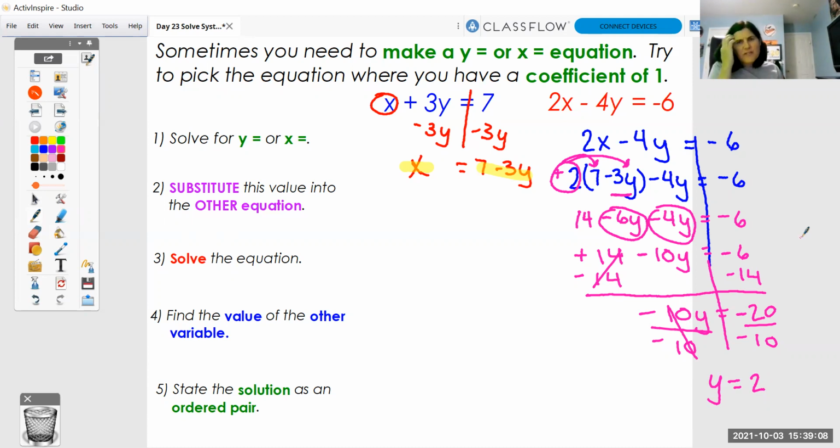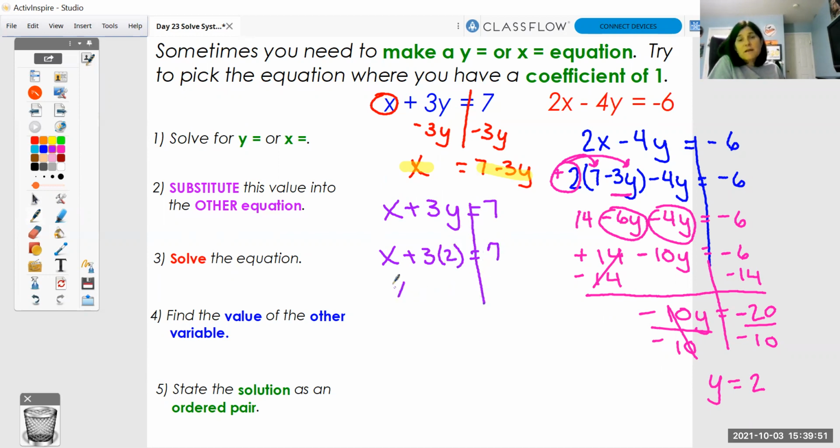So what does that tell me about the solution? Yes, there's going to be one solution because we got a y value. So our next job is to find the other value. We're going to take this y value and substitute it into one of our original equations. Now this one looks a little complicated. You can pick either one. I'm going to pick whichever one's easier. I feel like this one's going to be easier, x plus 3y equals 7. So instead of a y, I'm going to substitute a 2. So x plus 3 times 2 equals 7.